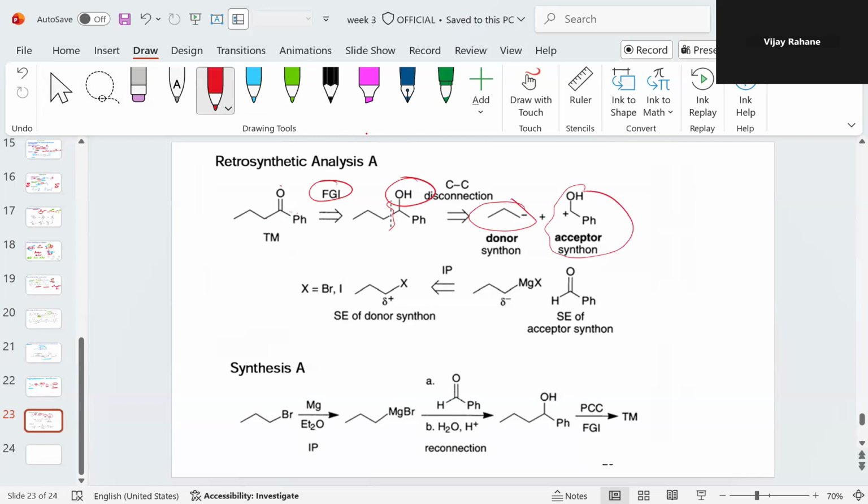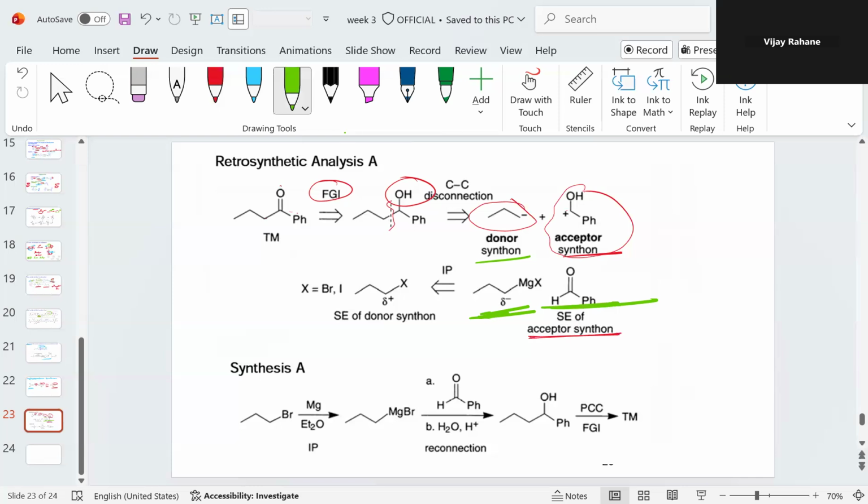If you look at the synthetic equivalents for these two parts, for this carbon cation, the acceptor synthon, the synthetic equivalent is HC=O-Ph, that is benzaldehyde. This benzaldehyde is a quite commercial and simple molecule, so this is one of our starting materials. Now the other part, the negatively charged donor synthon, can be achieved from a Grignard reagent, that is MgX or MgBr. So this is the synthetic equivalent for this negatively charged synthon.